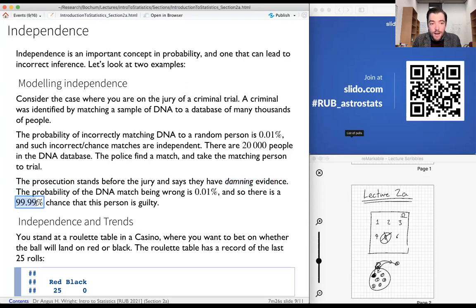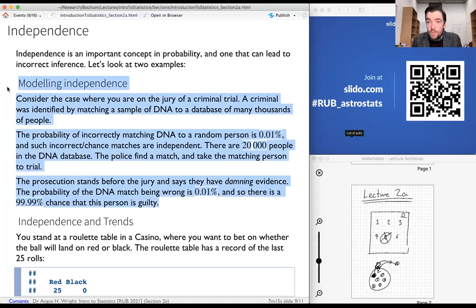So there's a 99.99% chance that the person sitting in front of you is guilty. Okay? So that's situation one I want you to think about.